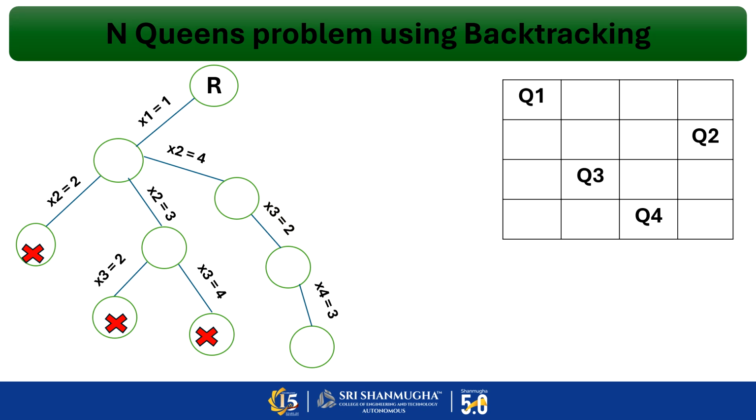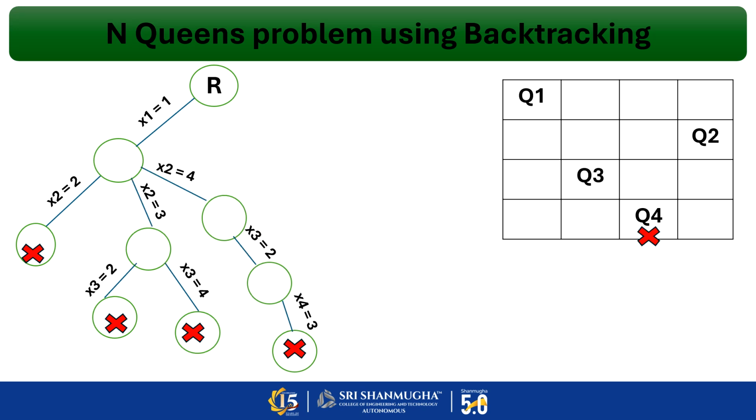Okay. But here what happens? 3 may attack x4, right? So there is no position for placing the fourth queen, since the third queen is itself in attack. So now again I have to apply backtracking. So kill the node q4.